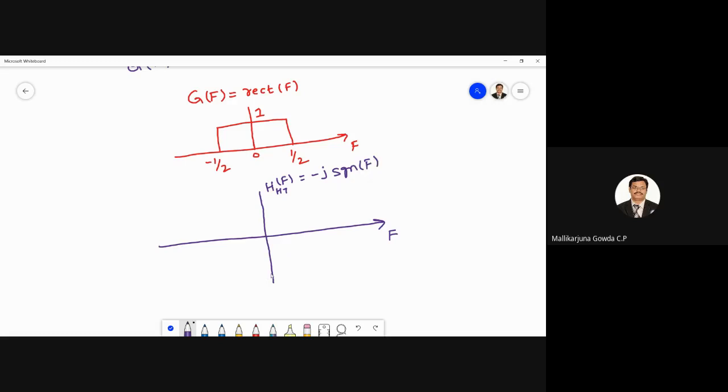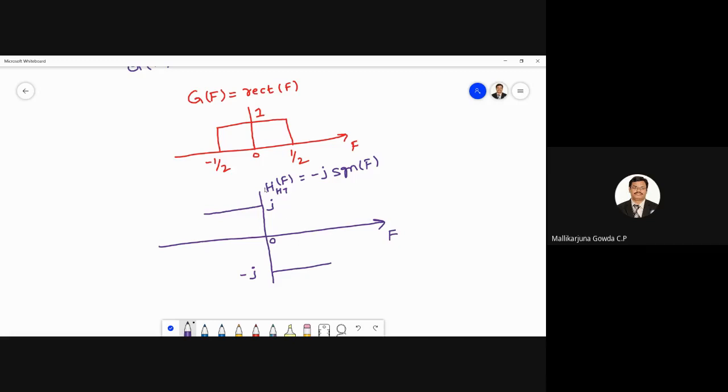So how does it look? Yes, it is j for negative frequencies, and it is minus j for positive frequencies. Yes or no? Have you come across this diagram or not? Yesterday I discussed this one.